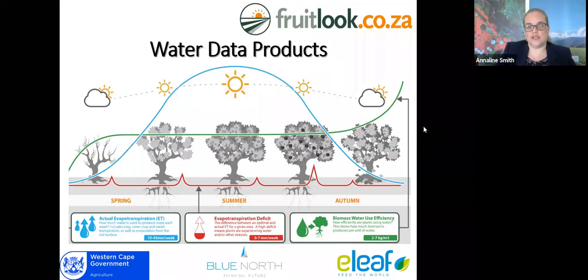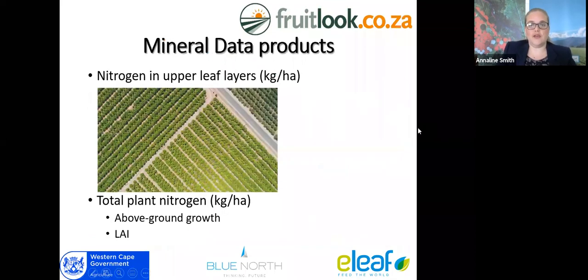So that is our water data products. If we move over to our mineral data products, there are two, and it's just nitrogen. The first one is nitrogen in the upper leaf layer, measured in kilograms per hectare. The second is the total plant nitrogen, also measured in kilograms per hectare. But when they say total plant, it's actually not the total plant, it's just the above ground growth.